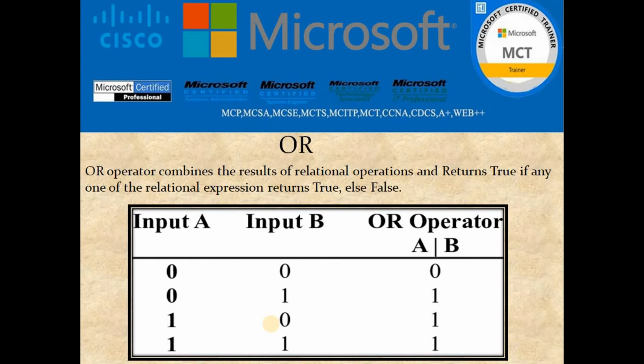But when we talk about the OR operator, it's a bit different. The OR operator combines the result of relational operations and returns true if any one of the relational expressions returns true.